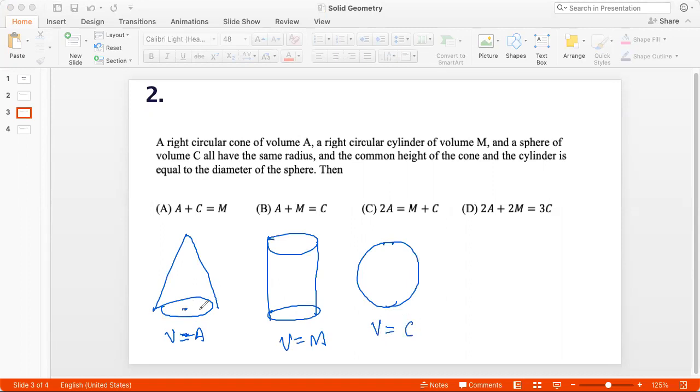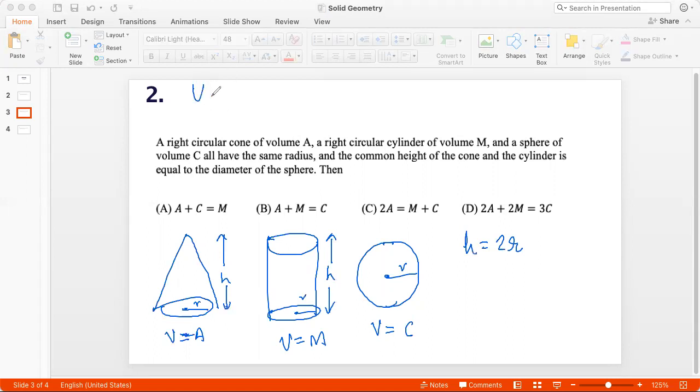Okay, so this is R, this is R, and this also is R. They have the same radius, and the common height of the cone and the cylinder. So both the cone and the cylinder have a common height equal to the diameter of the sphere. So H is equal to 2R. Then what is the relationship between the three volumes? That's what we have to find, right?